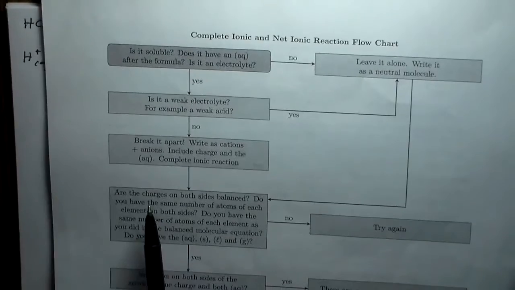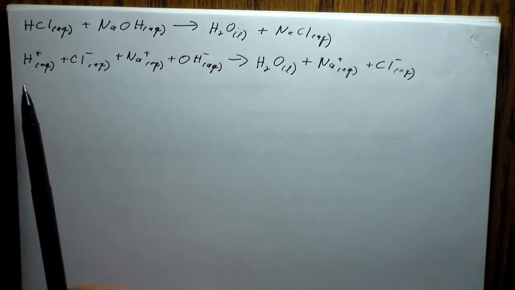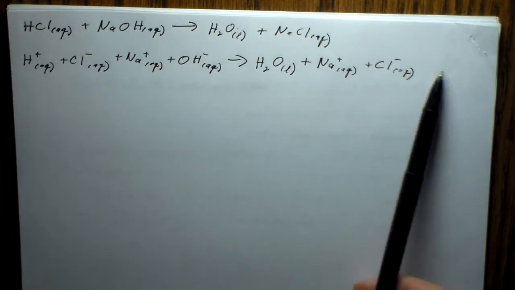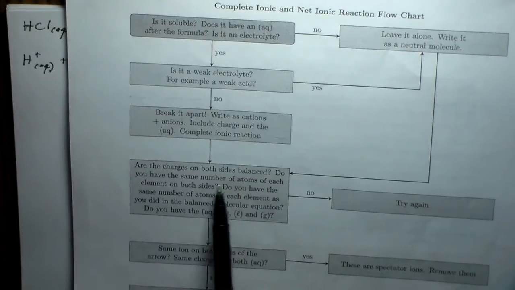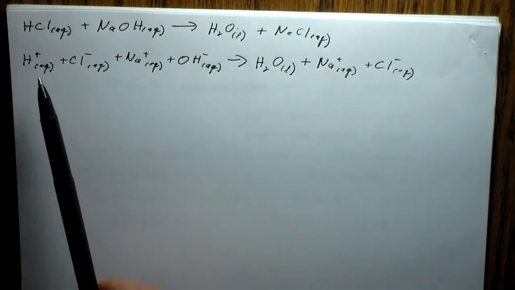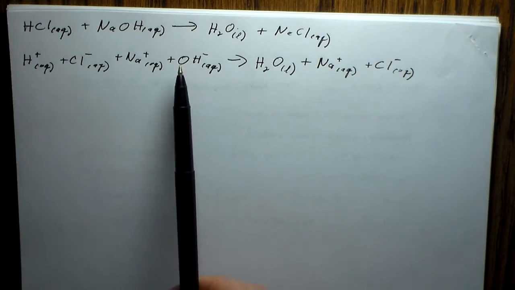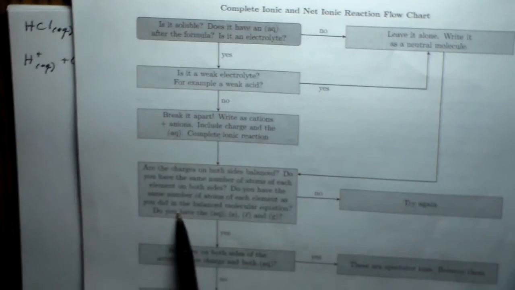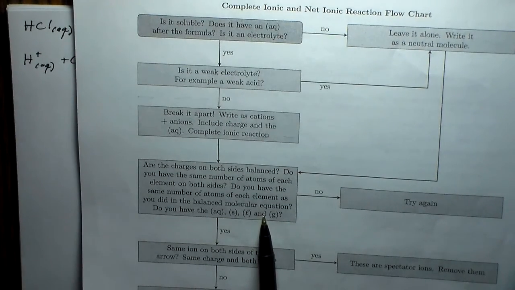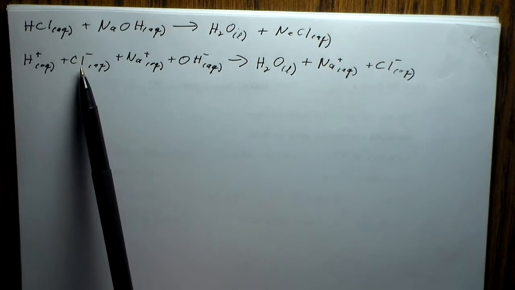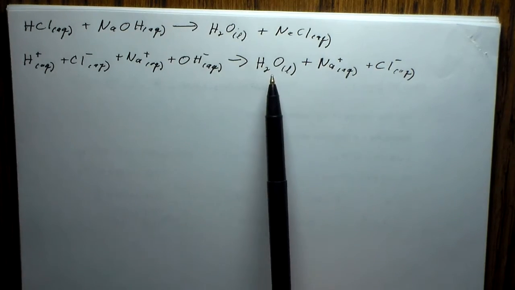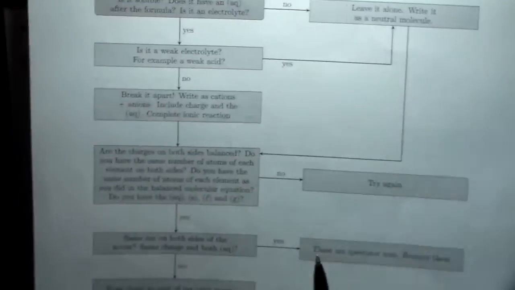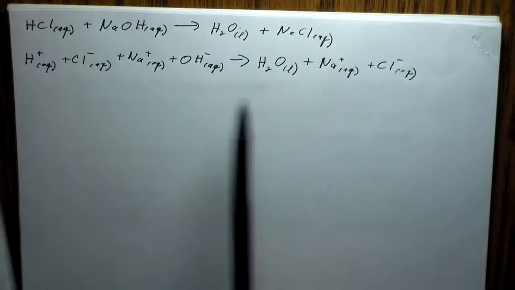So again, down here we'll just go and say, okay, are all my charges balanced? +1, -1, +1, -1. Everything here is 0. That is 0. That's +1. That's -1. So everything on this side is 0. Do I have the same number of atoms of each element on both sides? I have here 2 hydrogens, an oxygen, 1 chlorine, 1 sodium, 1 chlorine, yes. Does this have the same stuff as my balanced molecular equation above? Well, yes, that's 1H, 1Cl, 1Na, 1OH, 1 water, 1Na, 1Cl. Yeah, and I have all my little labels on there, so that's good. And then we can go here. So that's my complete ionic reaction.